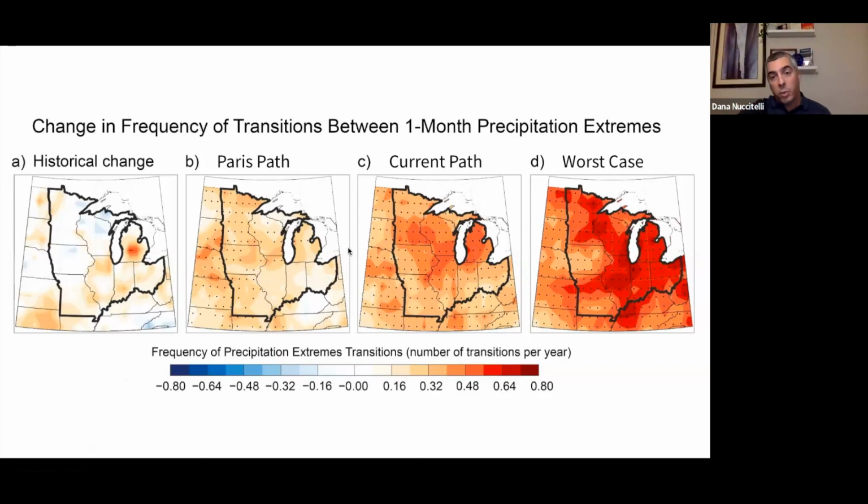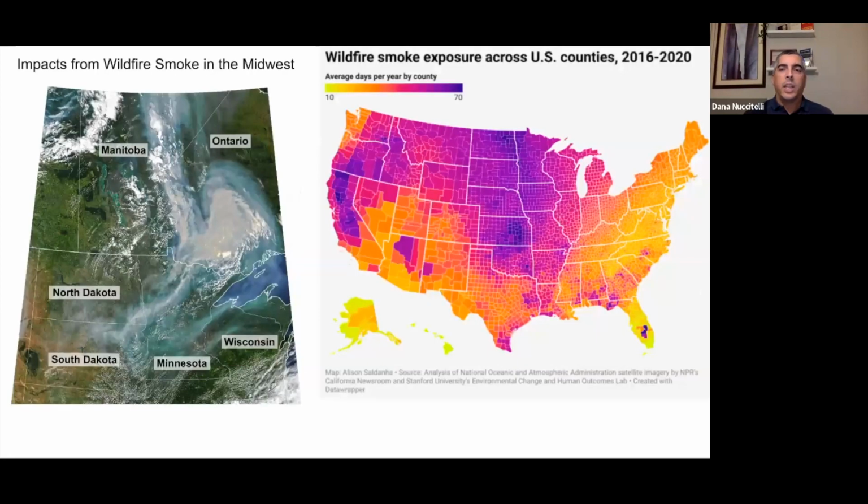So you can see the warmer it gets, the redder it gets, meaning we're getting more and more higher frequency of these shifts between really wet months and really dry months. So that means more and more stress on agriculture and on infrastructure, the warmer it gets, and thus the more of these shifting precipitation patterns that we get. So again, the more we can mitigate global warming, the more we can mitigate these stressors on our agriculture and our infrastructure. And then this region also has to worry about wildfire smoke.